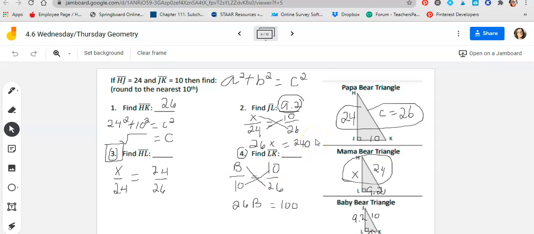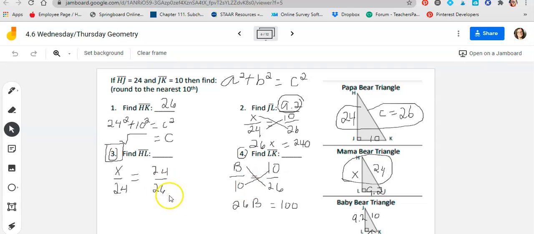So if you want to see some answers for that, to see how you did, I believe all our classes got 26 for number 1, and then we got 9.2 for number 2. And 9.2 was a rounded answer. So I tried to stress to you that it is not good to use rounded answers in another problem. So we try to avoid any rounded answers when we do these other two problems.